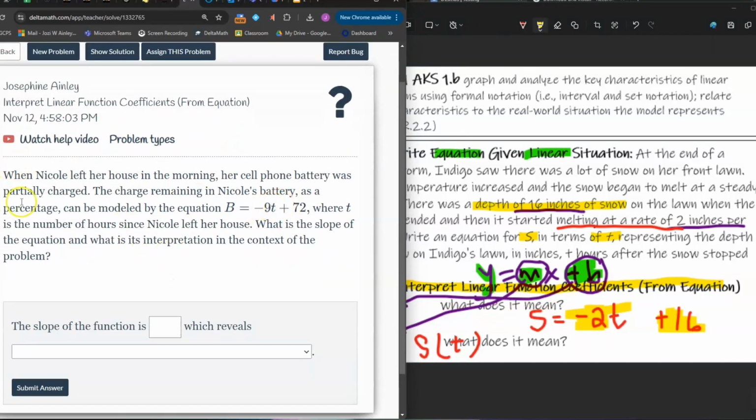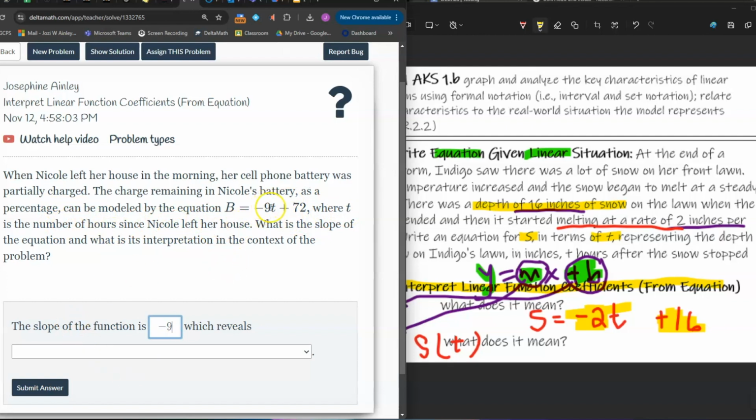So now they already give you a context, right? I know that this is the one that keeps happening, and I know that this is where I start. But in terms of my question, what do these numbers mean? So the question says the slope of the function is, what is my slope? Negative 9. All right, which reveals, what does it reveal? So first, let's figure out what's happening. All right, so when Nicole left the house this morning, her cell phone battery was partially charged. The charge remaining in Nicole's battery as a percentage can be modeled by this, where T is the number of hours since she left the house.